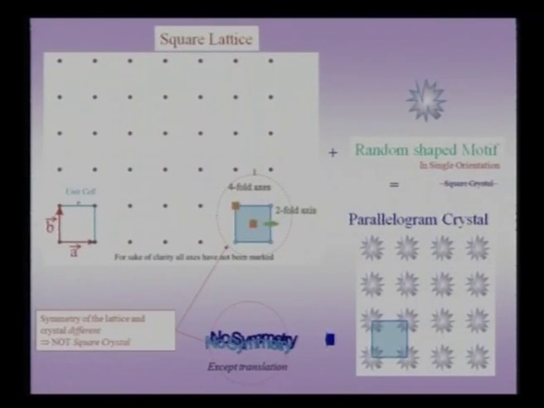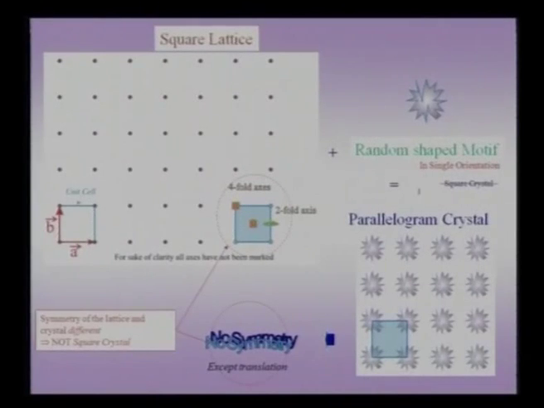So now if I put this random shaped motif, of course again I make sure that I follow the rule of a single orientation on each one of these lattice points, I would obtain a crystal which is shown on the right hand bottom corner. Now if I look at this crystal which I have generated, it is clear that no kind of symmetry element would survive in this crystal except translation. So the symmetry of the lattice has been lowered to the maximum possible extent.